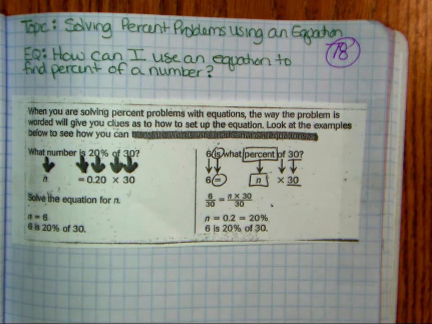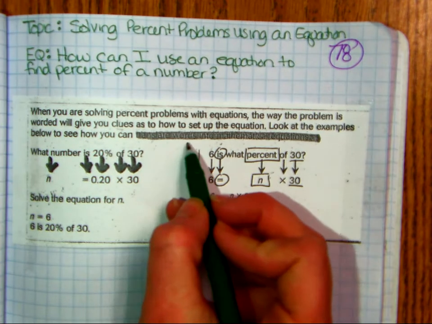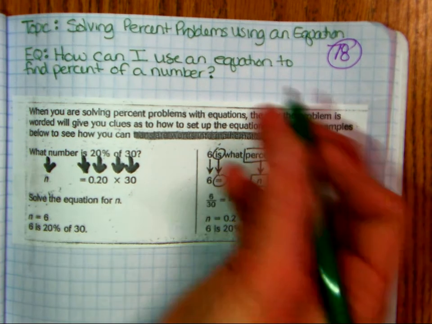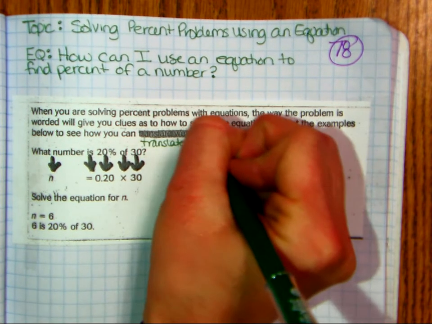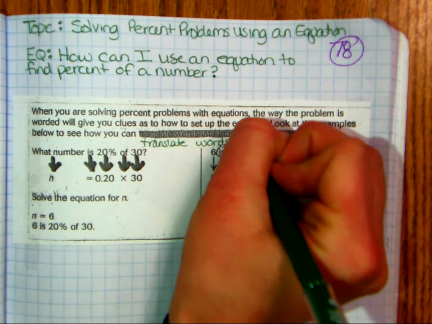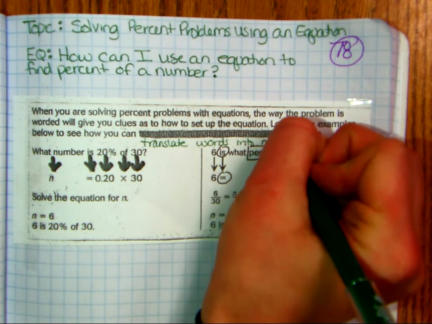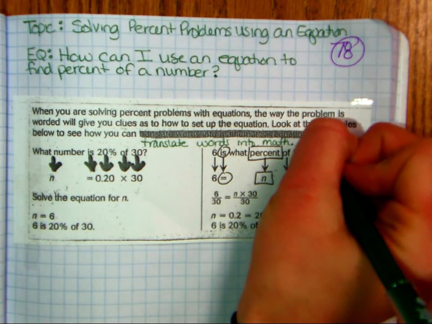The copy is not fantastic, so I will tell you what words got the copier kind of messed up. When you are solving percent problems with equations, the way the problem is worded will give you clues as to how to set up the equation. Look at the examples below to see how you can, and this is what's in that little box, translate words into mathematical equations. It says, translate words into mathematical, and I'm just going to abbreviate it, mathematical equations.